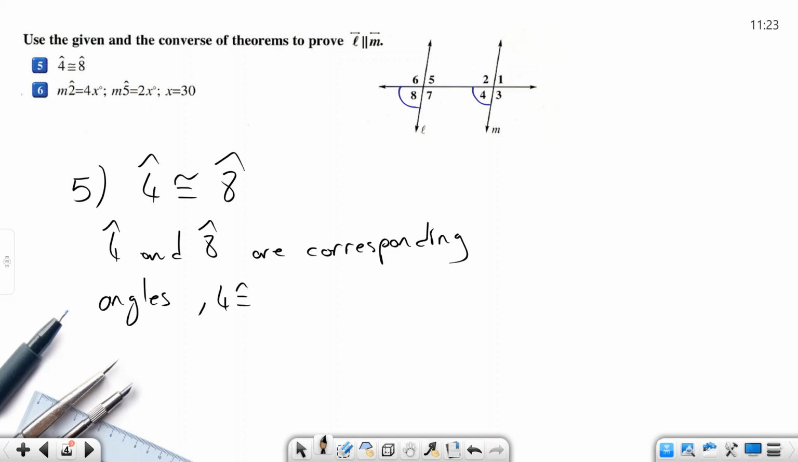So angle 4 is congruent to angle 8. Therefore, we can say what I told before: if the corresponding angles are congruent and it's given, the lines are parallel. Therefore, L is parallel to M. We can say that much.